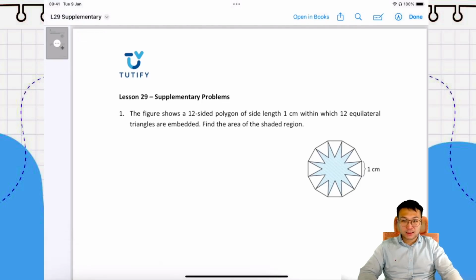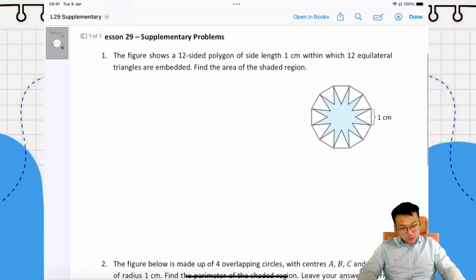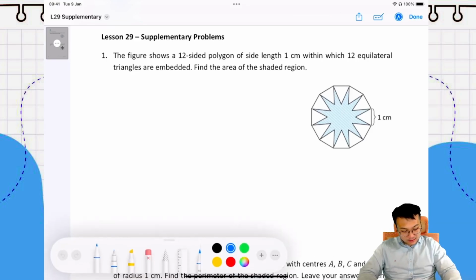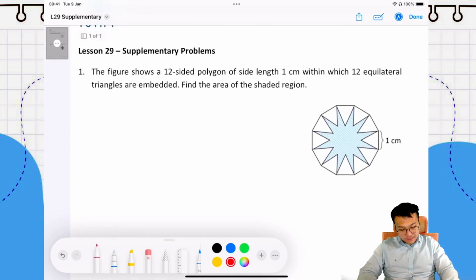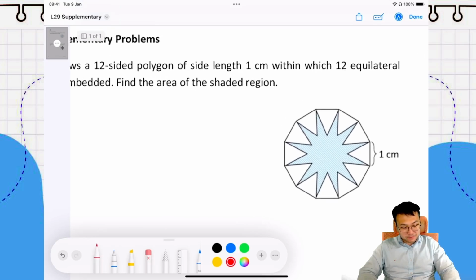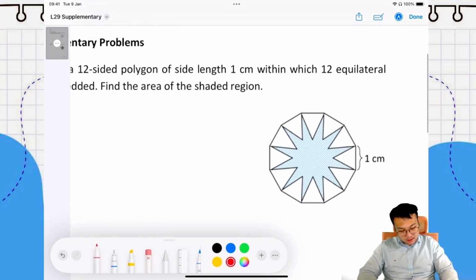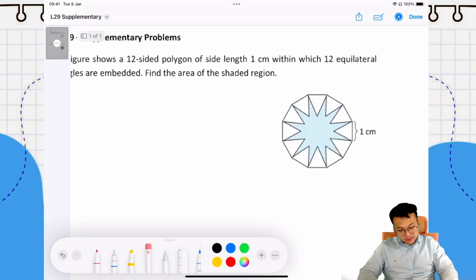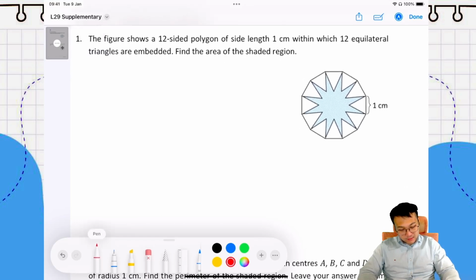Alright, everyone. Let's take a look at our bonus question. The very first bonus question shows a 12-sided polygon. So this entire figure here is actually a polygon with 12 sides. And they're telling you that the side length is 1 cm. Inside, each of these is just 1 cm. Find the area of the shaded region.